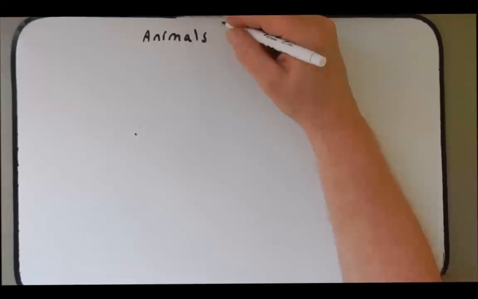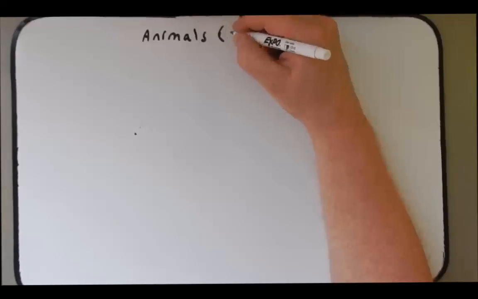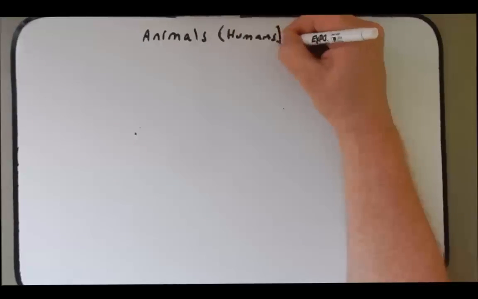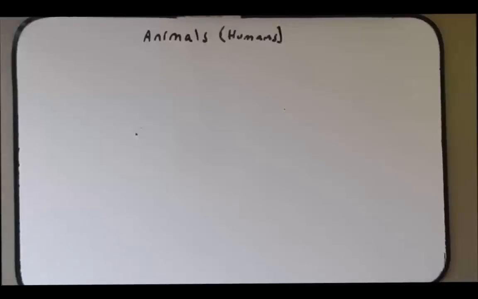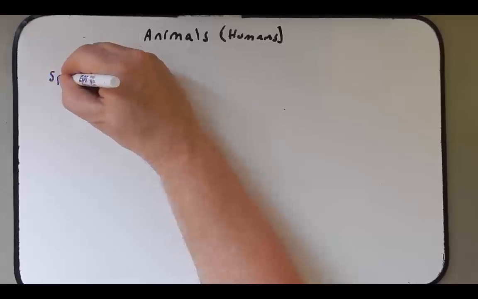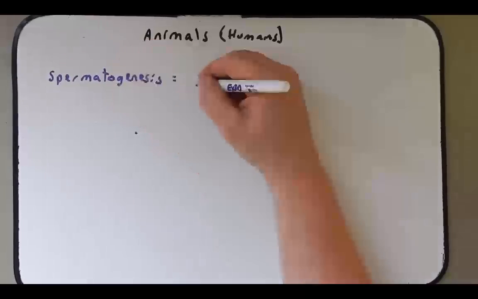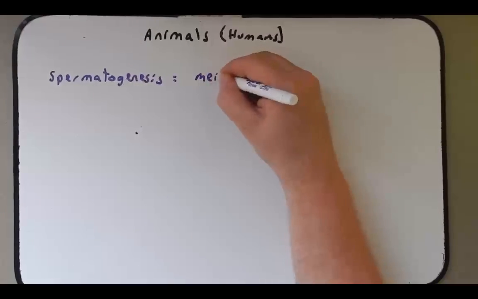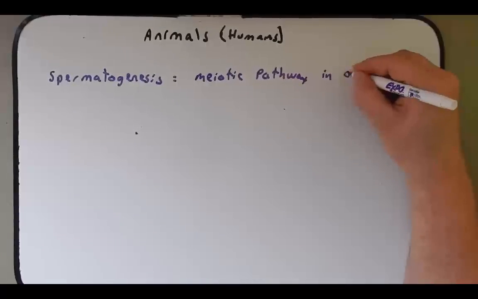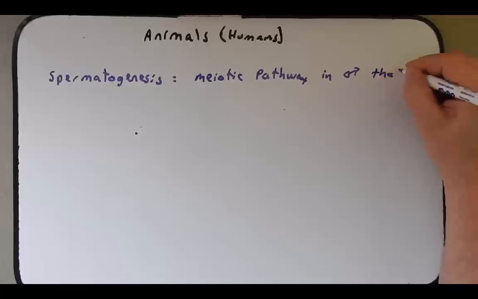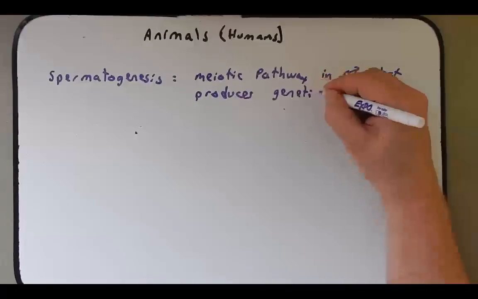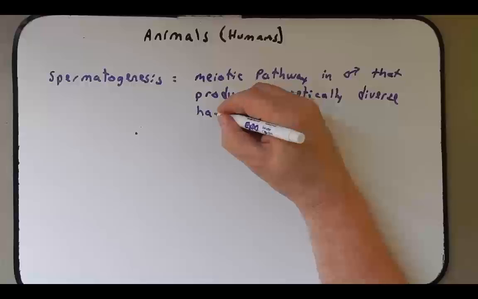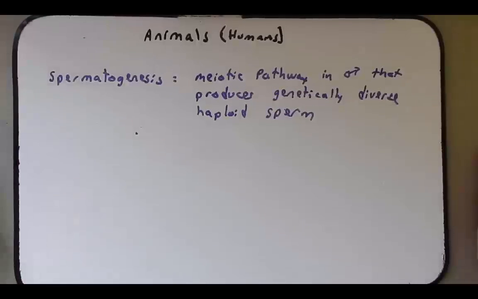And for the most part, the examples I will talk about will be most similar to humans. Within animals, there's going to be some variations to what I'll describe here, but in general, it's a pretty consistent process. So first, let's talk about spermatogenesis. This is the meiotic pathway in males that produces genetically diverse haploid sperm.